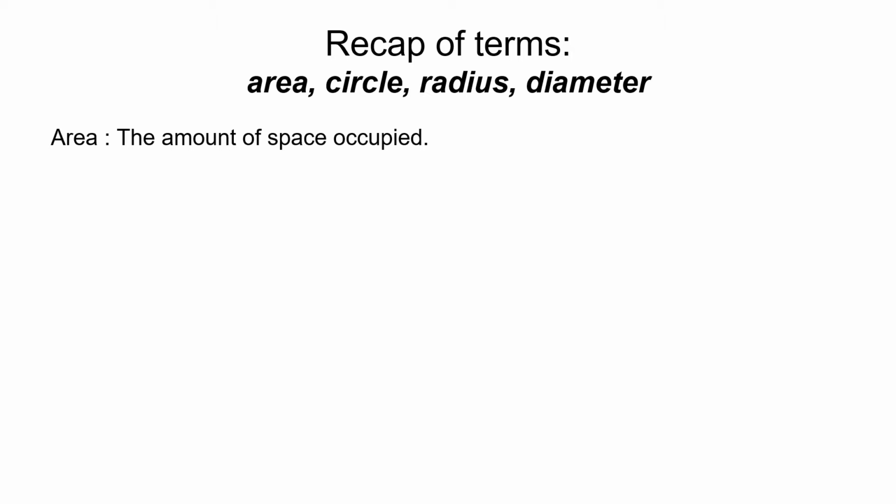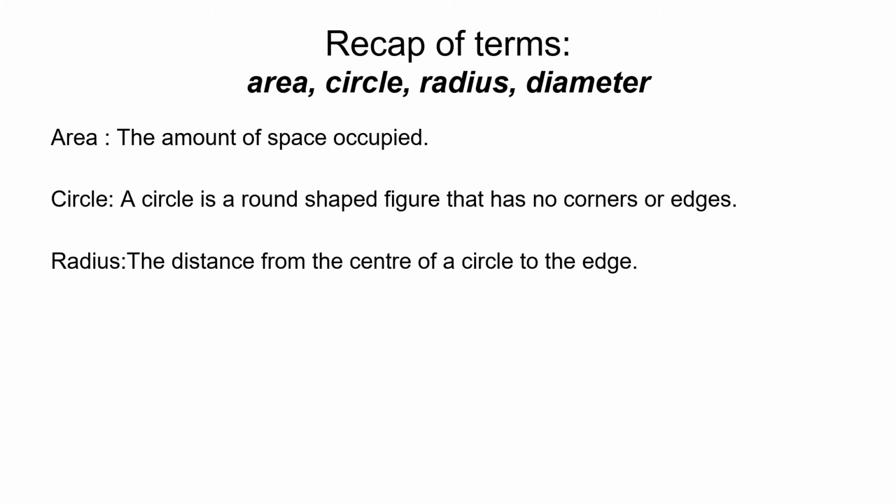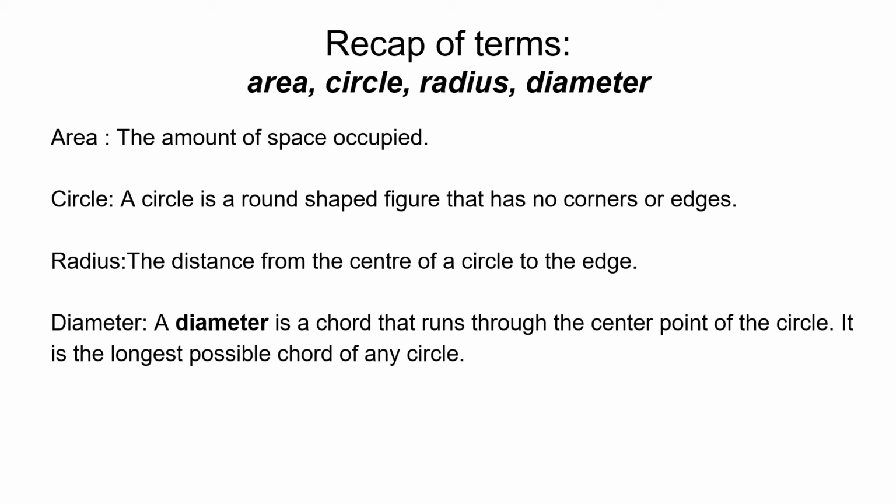Area. This is the amount of space occupied. Circle. A circle is a round-shaped figure that has no corners or edges. Radius. This is the distance from the center of a circle to the edge. And diameter. A diameter is a chord that runs through the center point of the circle. It is the longest possible chord of any circle.